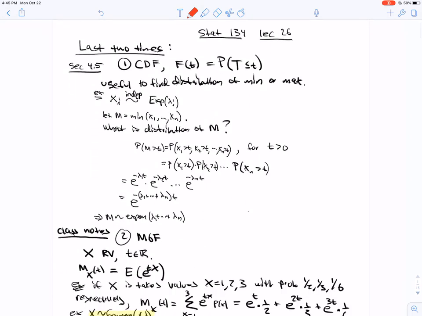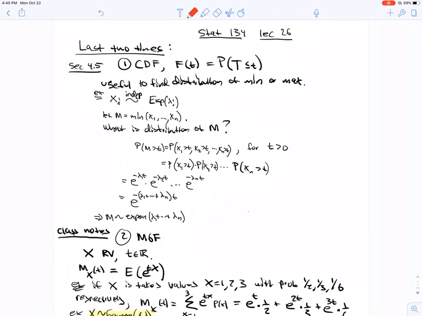If Xi are independent exponential lambda i's, and M is the min of X1 to Xn, and you want to know what's the distribution of M, you see min, then you think to yourself, oh, I'm going to use the CDF. The probability that M is greater than t is the probability that X1 is greater than t, X2 is greater than t, and so on, for t greater than 0. Independence tells me we have a factorization. I know the survival function, and in the product of exponentials I can see easily that M is exponential lambda 1 plus lambda 2 up to lambda n.